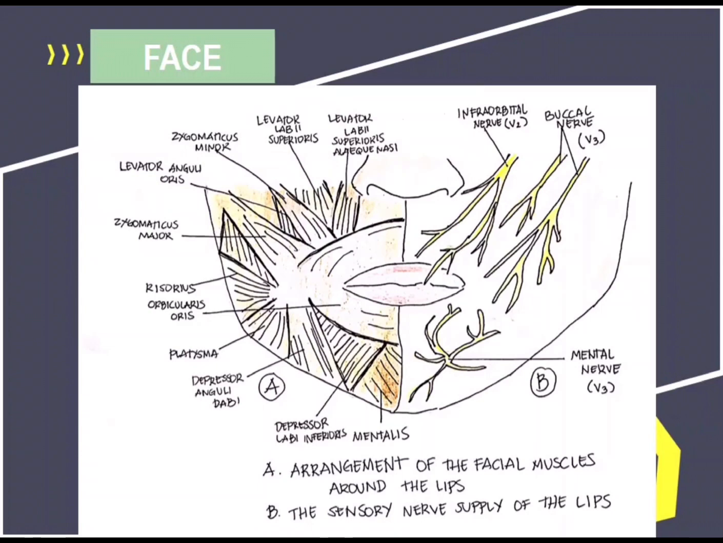At the letter B, the sensory nerve supply of the lips. First is the mental nerve, which is V3, then the infraorbital nerve V2 and buccal nerve V3.